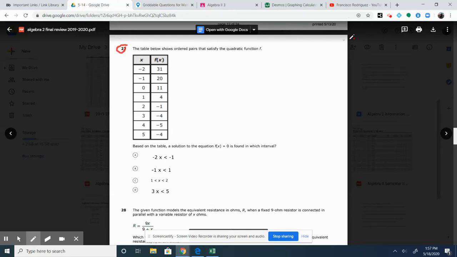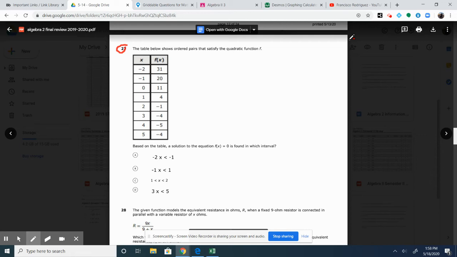Okay, so number 27, another one that you have to be careful with, it's kind of tricky. It says that the table below shows ordered pairs that satisfy the quadratic function f. So we have a table that is going to give us a quadratic equation. And based on the table, a solution to the equation f of x equals 0 is found in which interval?